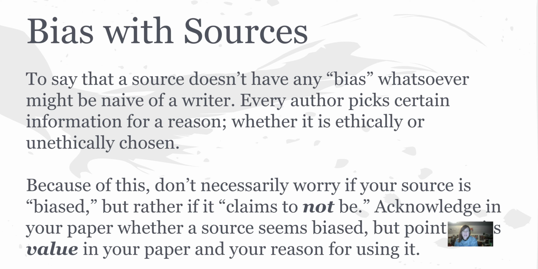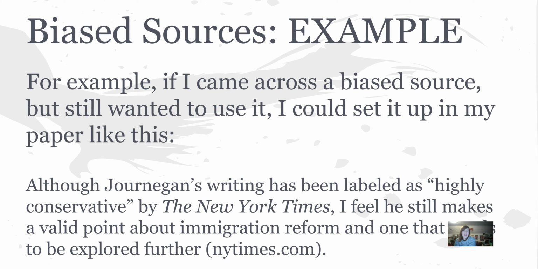If you are using a source and you realize that it's biased, the big thing here is transparency. You want to make sure that your audience understands that if that source is biased, you're calling it out and saying that it is, but that you acknowledge there's a reason why you're using it. For example, let's say this author's name is Jernigan. I could say, although Jernigan's writing has been labeled as, quote, highly conservative by the New York Times, I feel he still makes a valid point about immigration reform and one that needs to be explored further.